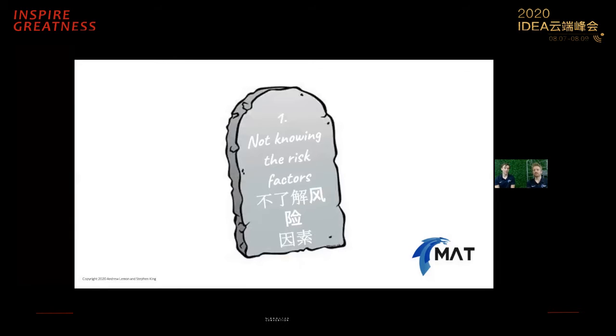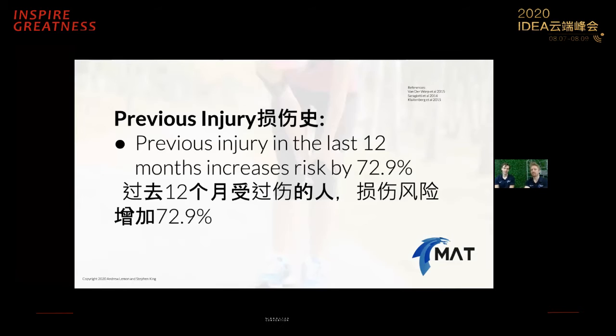So, Stephen, we need to make sure that we know all the 7 deadly sins of running assessment, to make sure that we keep as many people fit, healthy, and running for a long time. So the first deadly sin of running assessment is not knowing the risk factors. So what does this mean, Andrew?